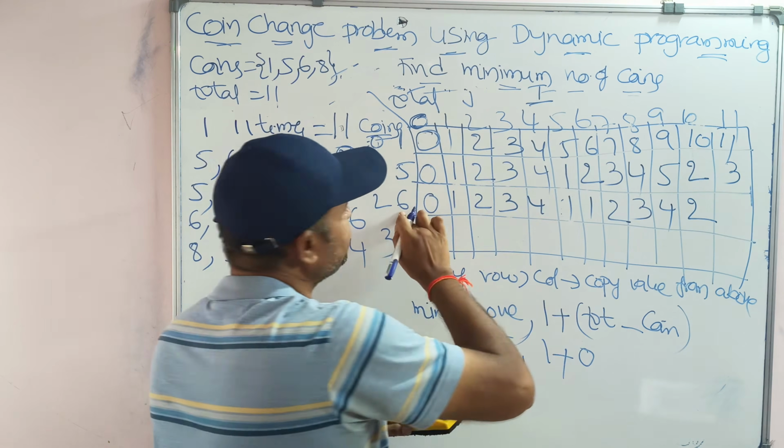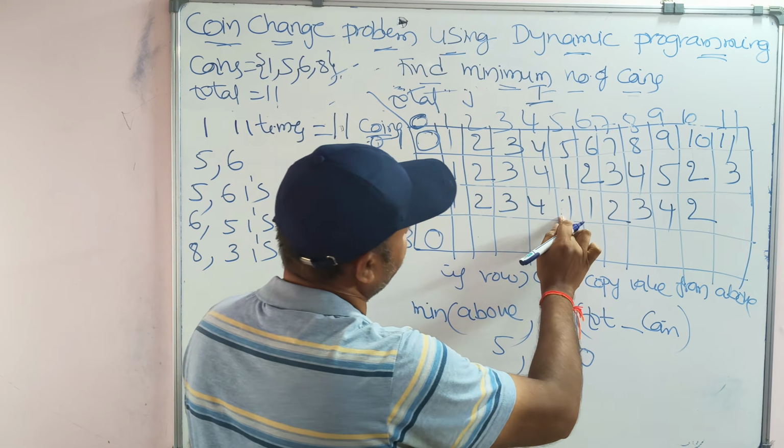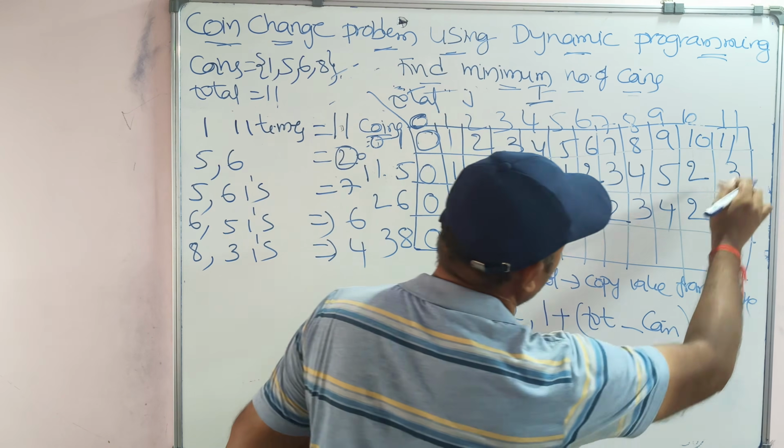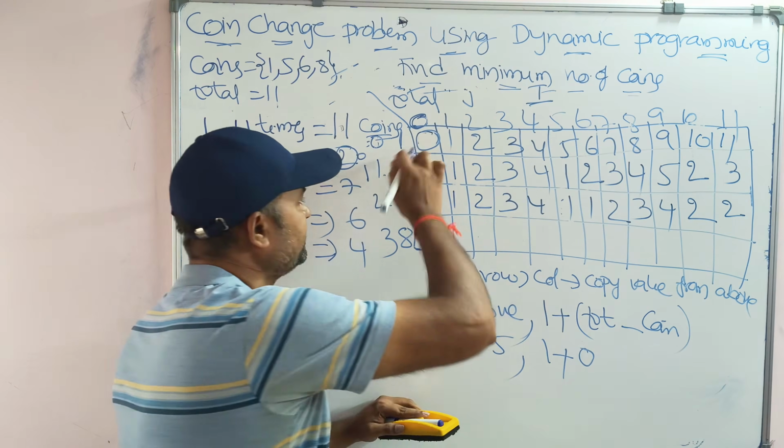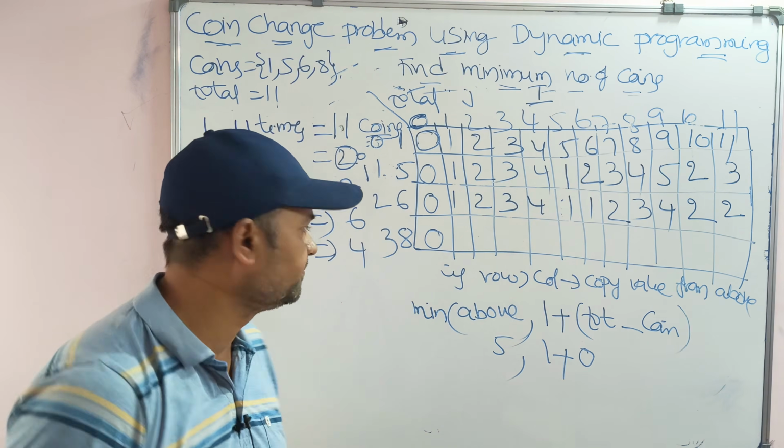Next, 11. 11 minus 6 means 5. So go to the 5th one. So 1. 1 plus 1 means 2. Out of 2, 3, 2 is the minimum number. So in order to make a total of 11, 2 coins are enough, 6 and 5.